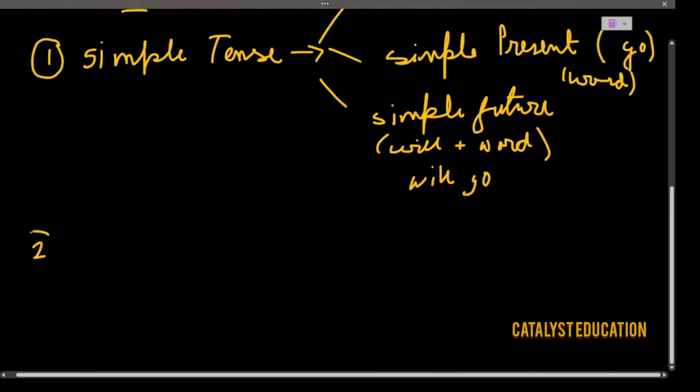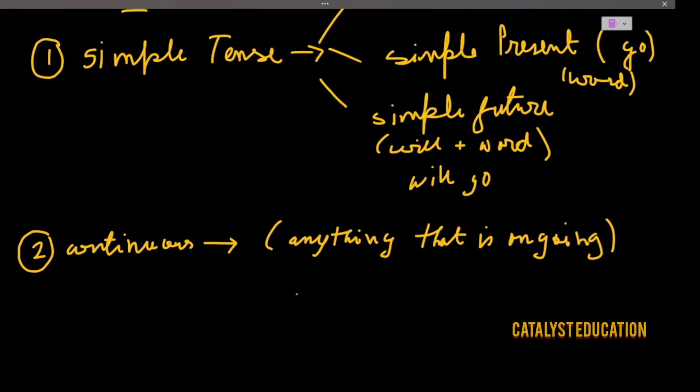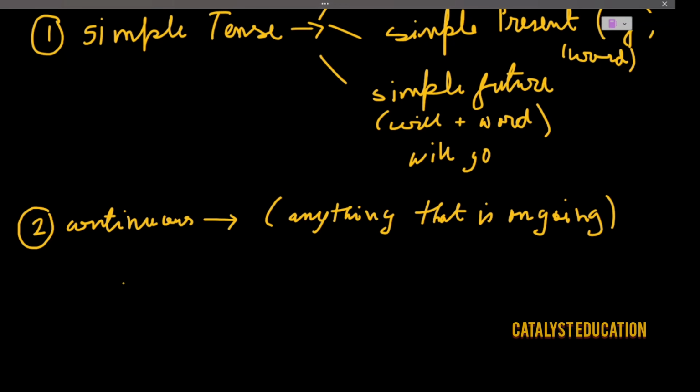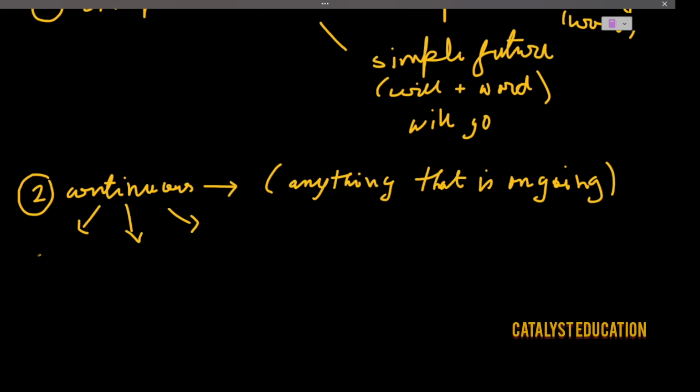Coming to our second part, that is the continuous tenses. This refers to anything that's ongoing, meaning anything that's still happening or still going on. So continuous tenses are also of three types: present continuous, I'm writing PC for this. Then past continuous, I'm writing PAC for this. And then future continuous.